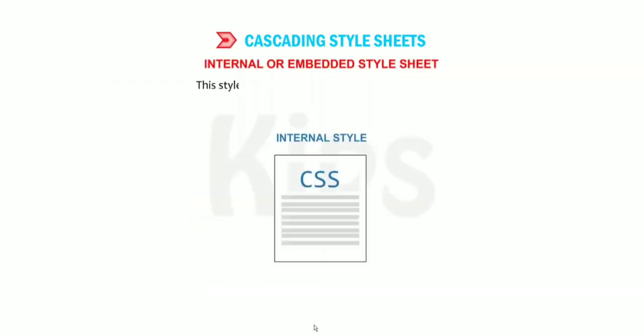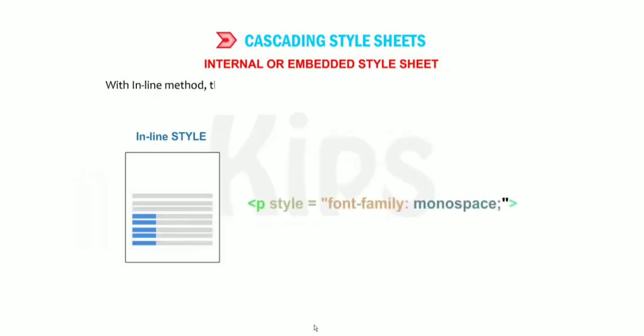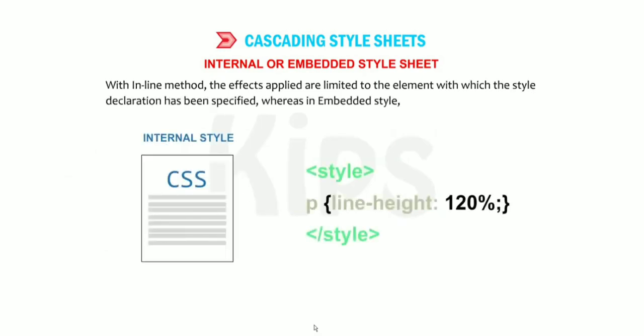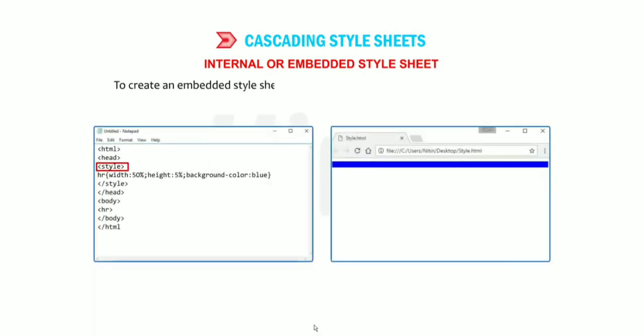Internal or embedded style sheet. This style has wider scope. With the inline method, the effects applied are limited to the element with which the style declaration has been specified. Here, the effects get applied to all the elements of the type with which the style declaration has been specified. To create an embedded style sheet, we make use of the style tag in the head section.